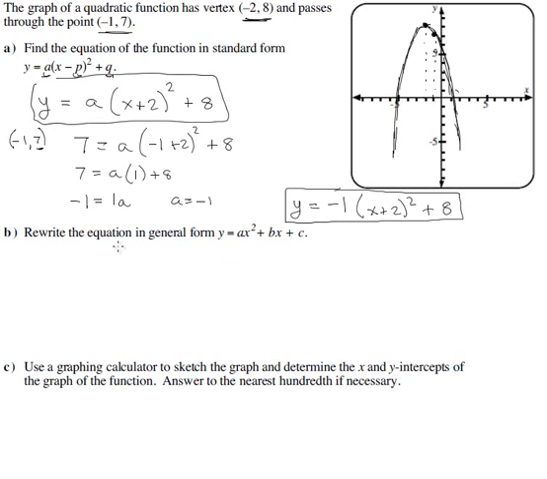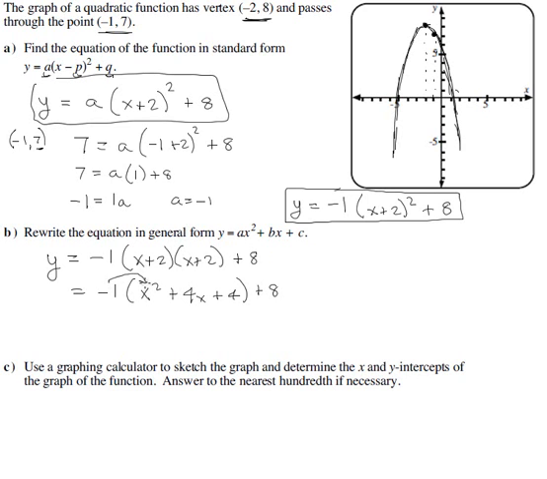There. Rewrite the equation in general form. Okay, they want it expanded into general form. What that means to us is we need to multiply this out. Where this says (x plus 2) all squared, we're going to FOIL it. We have minus 1 times (x plus 2) times (x plus 2) again, and then we have our plus 8. When we FOIL this, we get x times x, then x times 2 is 2x, 2 times x is another 2x, total of 4x, and finally 2 times 2. And our plus 8 is still hanging around here.